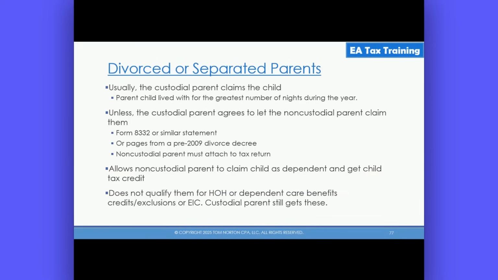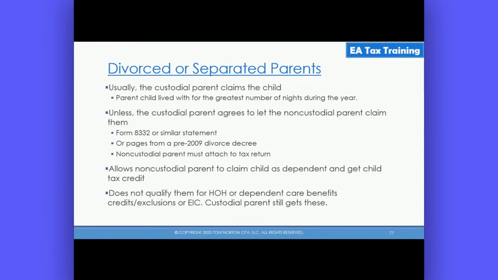What this does is it allows the non custodial parent to get the child tax credit. So it used to be that you got an exemption for each of your dependents. Well, we don't have that anymore. It might come back. We may have exemptions again in the future, but for right now, for 2024, there is no dependency exemption. So the benefit is the non custodial parent gets the child tax credit.